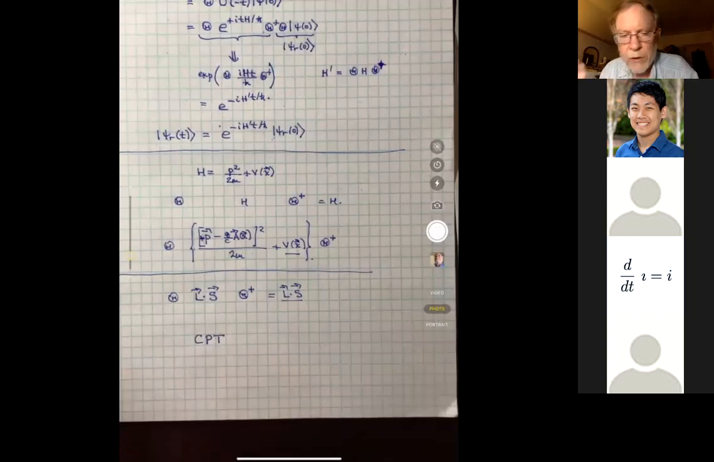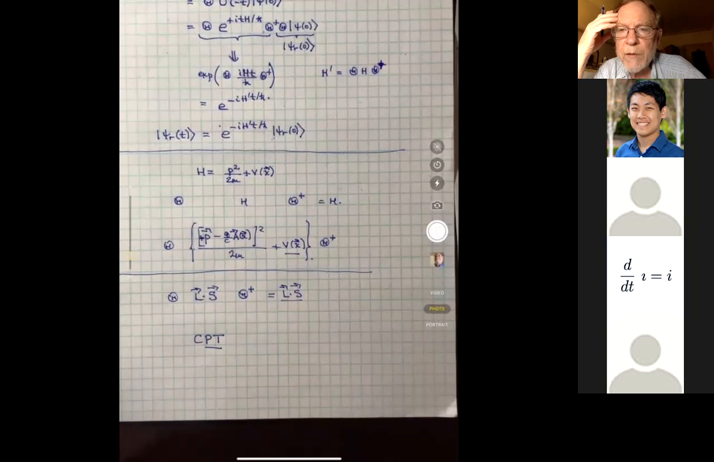C, P and T refer to three symmetries. The first is charge conjugation, the second is parity, and the third is time reversal. So we've been talking about the latter two in the last couple of lectures. Charge conjugation can't be understood very well in non-relativistic quantum mechanics. It really becomes realized in field theory, relativistic field theory.